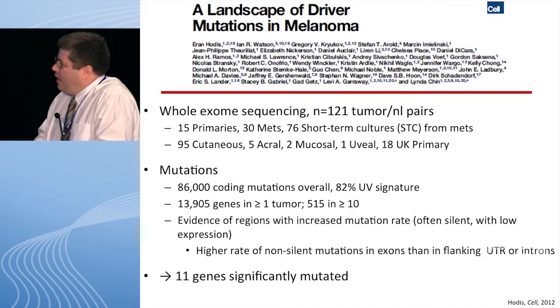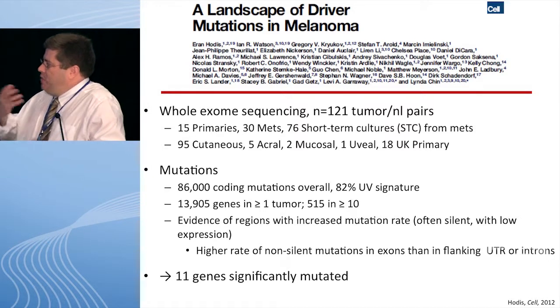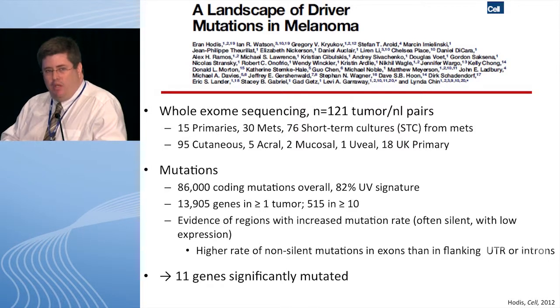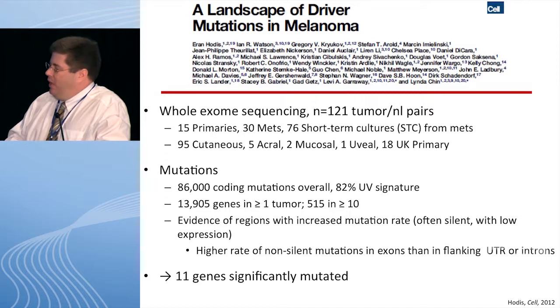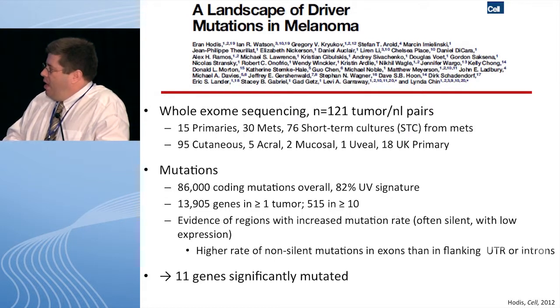Now, in parallel to this study, there was a second paper that was published by the groups of Levi Garraway and Linda Chin, whole exome sequencing. This is now 121 tumors, all of which had matching normal DNA. So more tumors where we actually absolutely know which mutations are somatic as opposed to polymorphisms. Of note, though, 76 of these samples were, again, actually cell lines that were derived from tumors as opposed to being clinical specimens themselves, and this was overwhelmingly cutaneous melanomas.